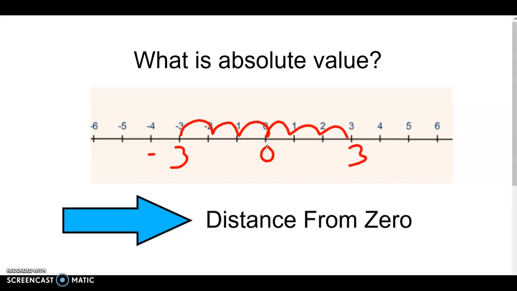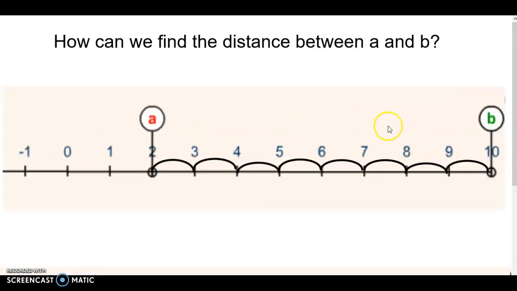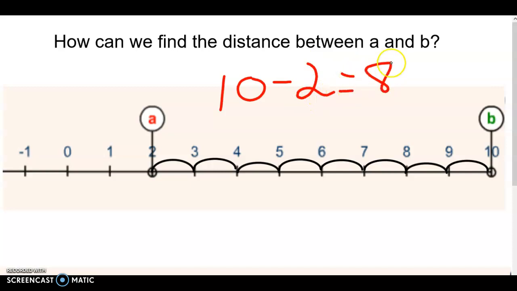Distance doesn't have any sign associated with it. There's still only 3 steps. So when we talk about distance from 0, we're referring to absolute value. Okay, so we use absolute value to find distance between points. If I want to find the distance from the point 2 to the point 10, I would take the biggest number and subtract the smallest number, and I get 8. And we can see that there are 8 steps between 2 and 10.